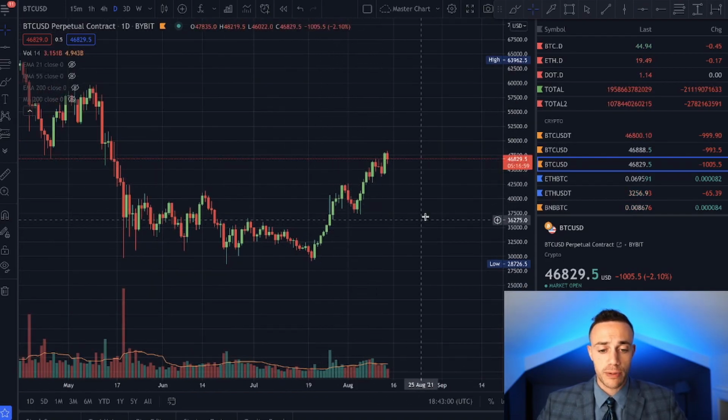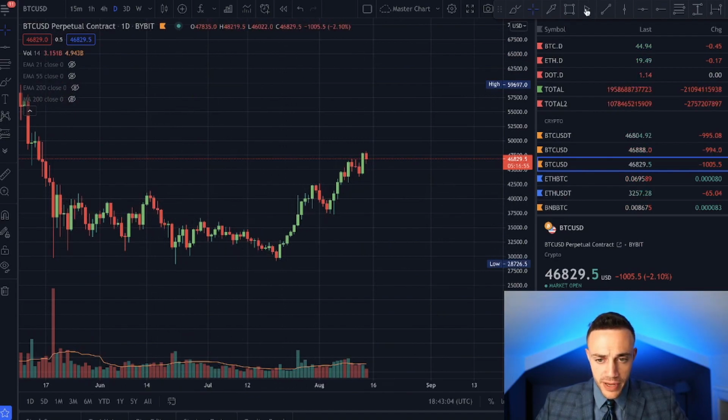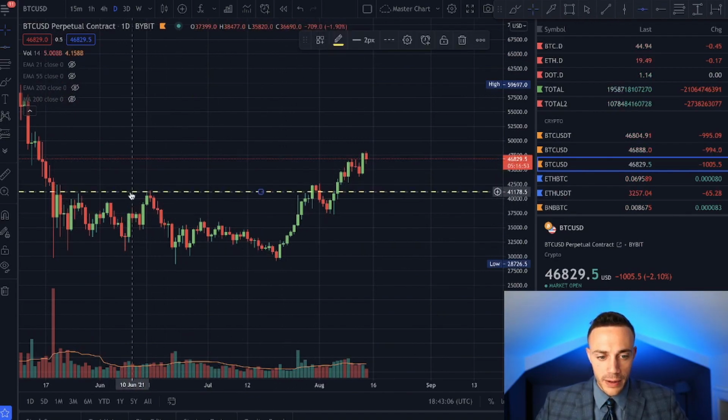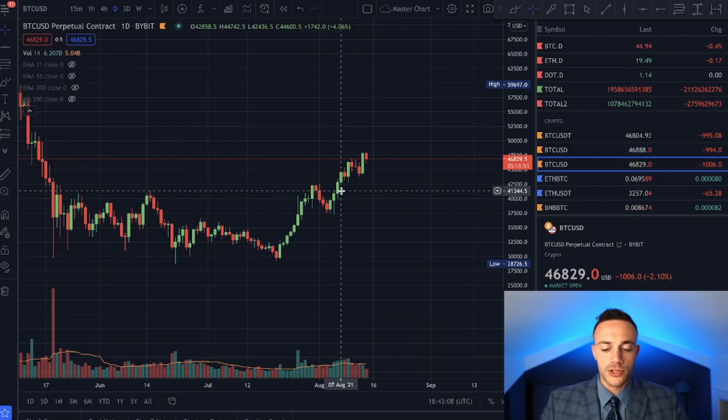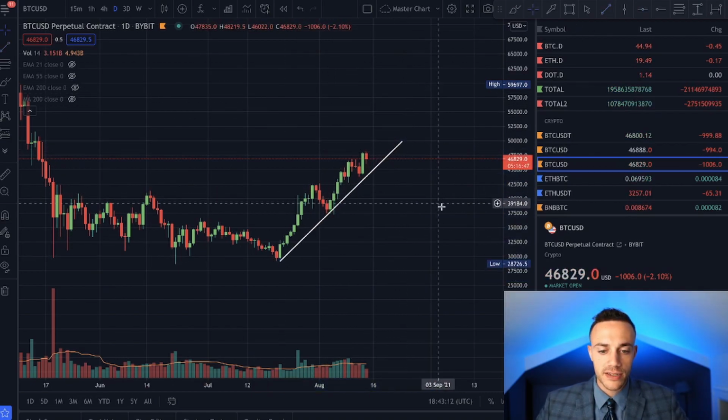Each one of these candles represents 1 day. And it's pretty obvious to me, being that we did break this high, that we're now in an uptrend, right? We have price action marching higher. We can draw trend lines as well.